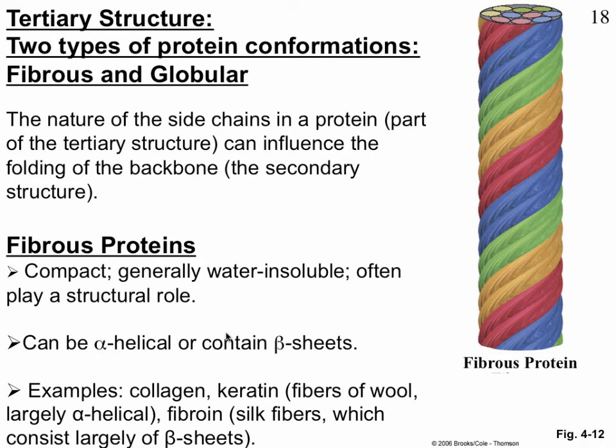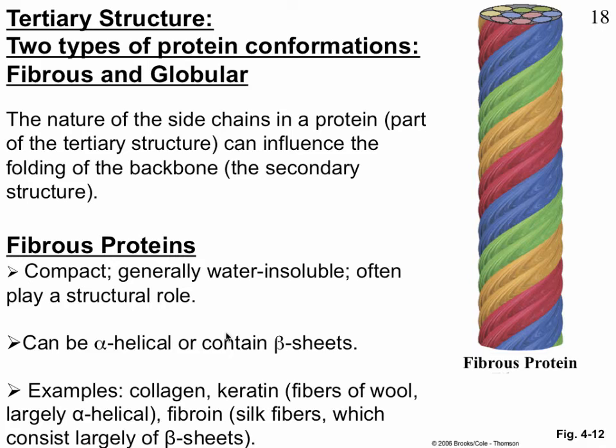All right, so tertiary structure. There are two types of protein conformations: fibrous and globular. The nature of the side chains in a protein, which is part of the tertiary structure, can influence the folding of the backbone. One type of tertiary structure is the fibrous proteins. They are compact and generally insoluble, and they often play a structural role. They can be alpha helices or contain beta sheets.